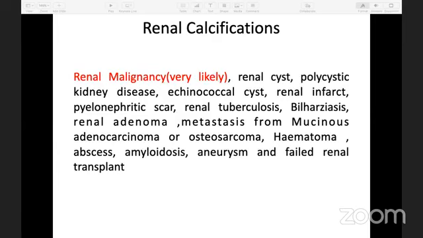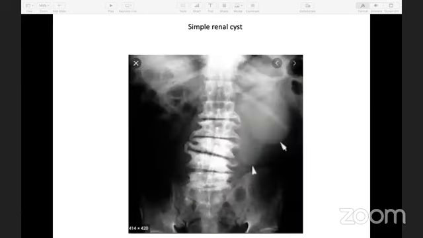Here is the list of dystrophic calcifications involving the kidney, and the causes are many and varied. Let us see a few. Curvilinear calcification at the lower border of renal malignancy. Large, simple left renal cyst.